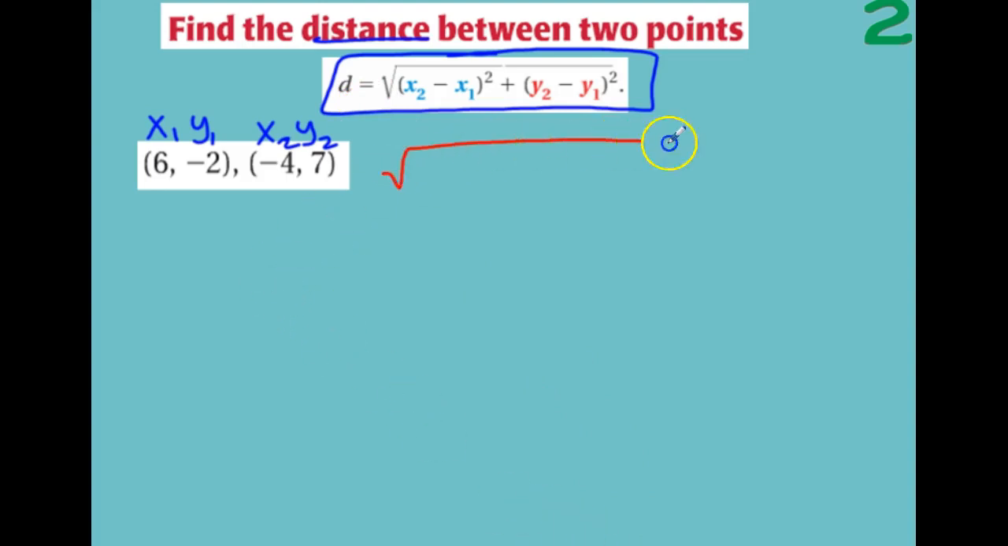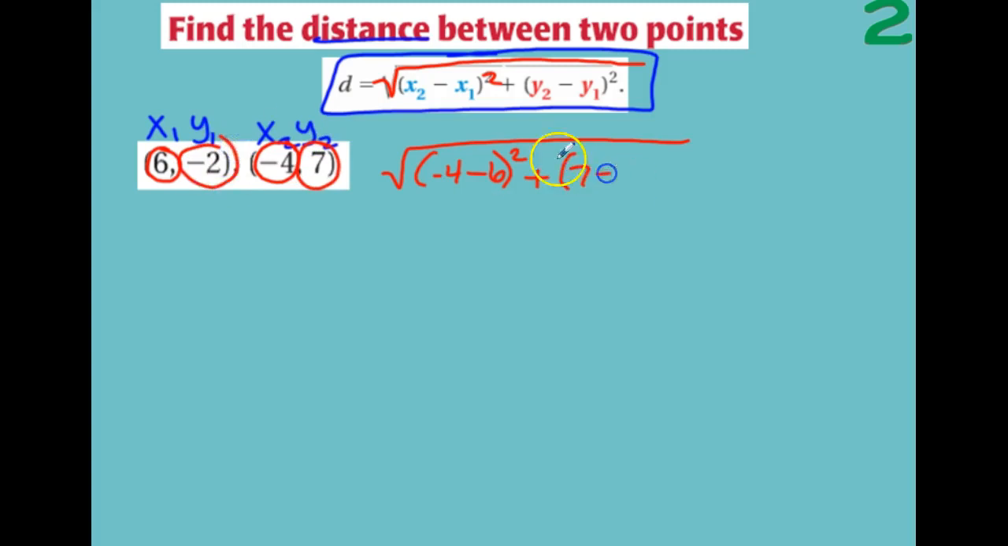So I'm going to start by drawing one big square root because that's what we have here. And then in parentheses it says x2 minus x1. So x2 is -4 minus x1, which is 6. That's in parentheses and it's squared. Don't forget the power of 2. Then it says plus y2 minus y1. So we have 7 minus and then a -2, and that one is also squared.